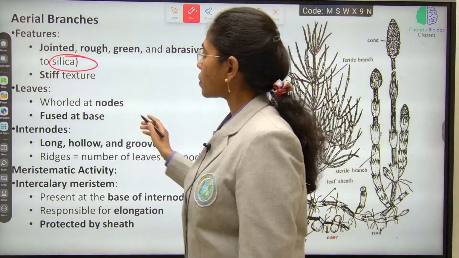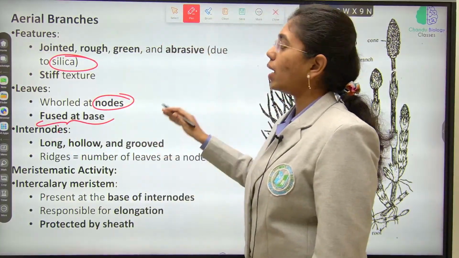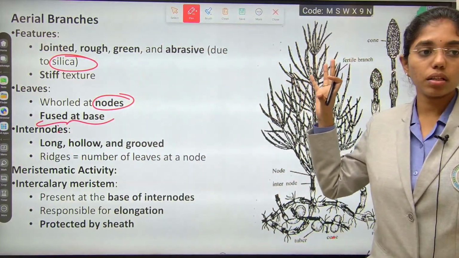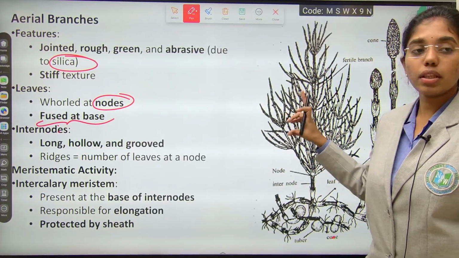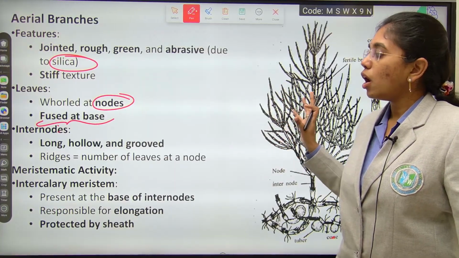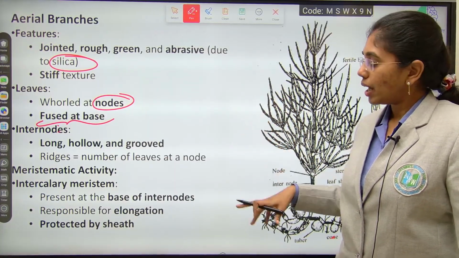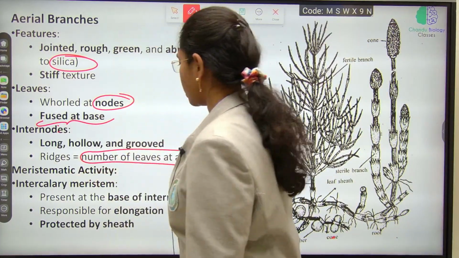Next, leaves are whorled at the nodes and they are fused at the base, whorled at nodes, giving up the strobili or cone-like structure. Internodes in between the aerial branches, in between two nodes, if you see the internodes, they are long, hollow and grooved. Ridges, number of leaves at each node are present.